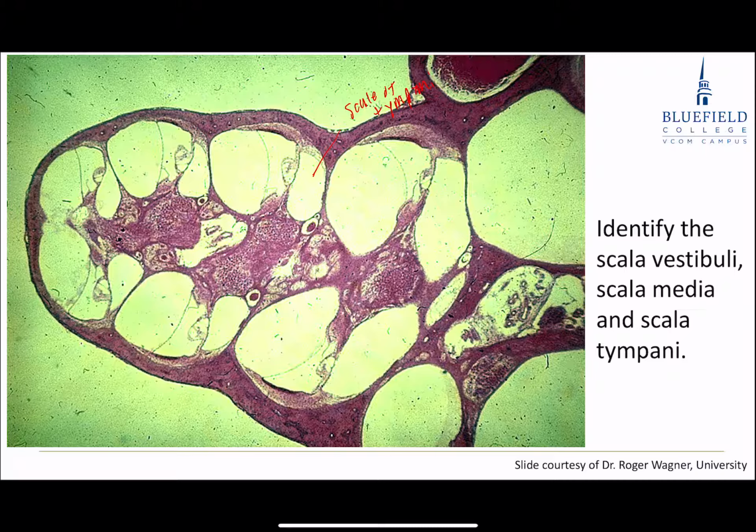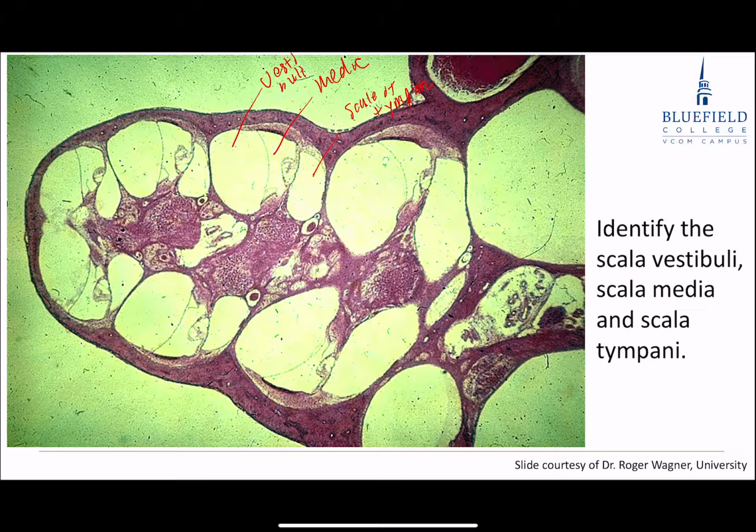What you're looking at. Yes? Again, show which ones are the scala vestibuli and the scala tympani. Okay, media. What's below media? Tympani. And then what's above, on the opposite side? Vestibuli. Thank you. Okay. All right.